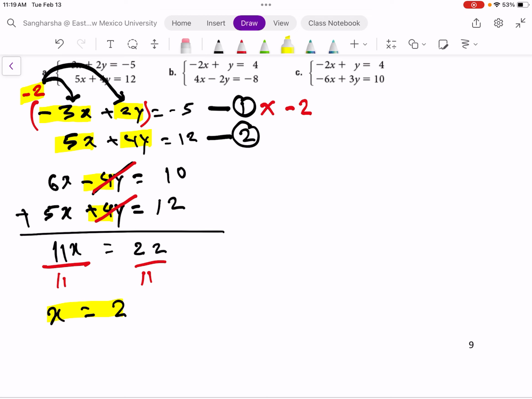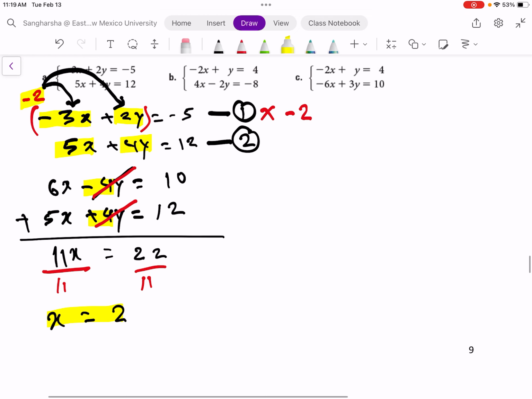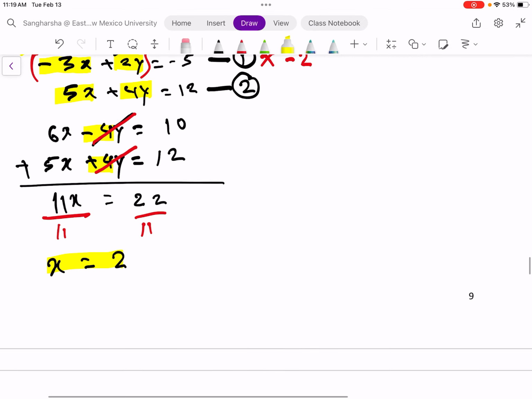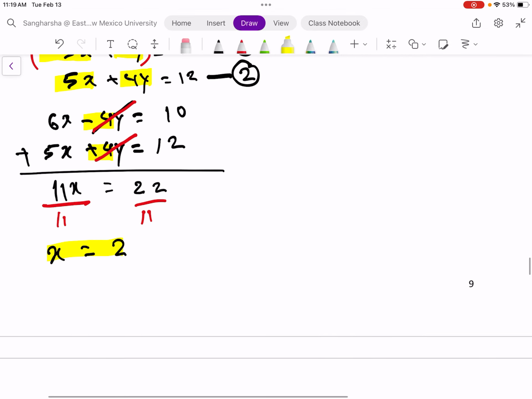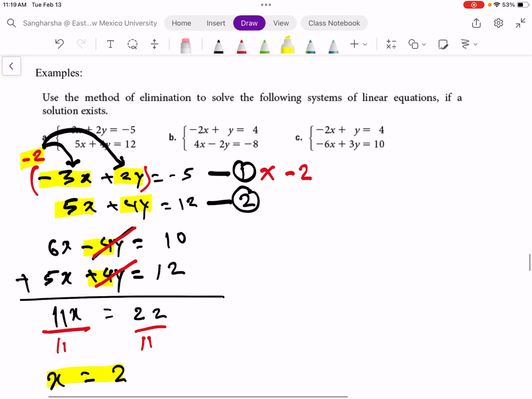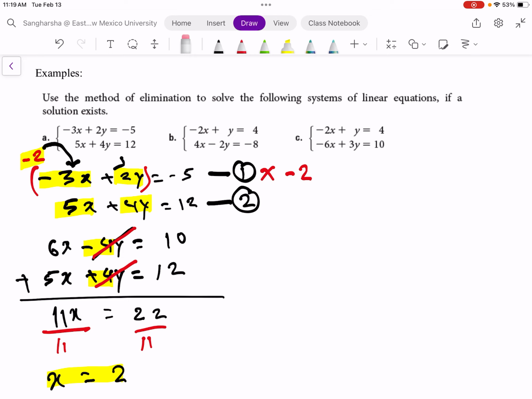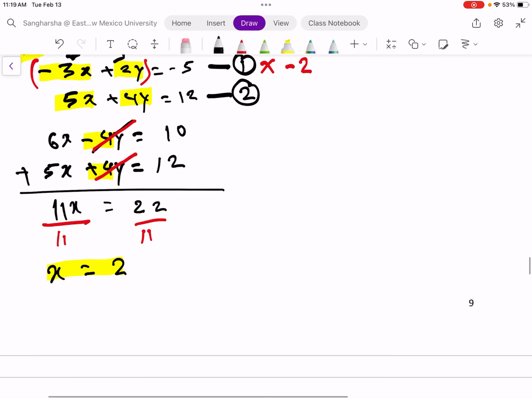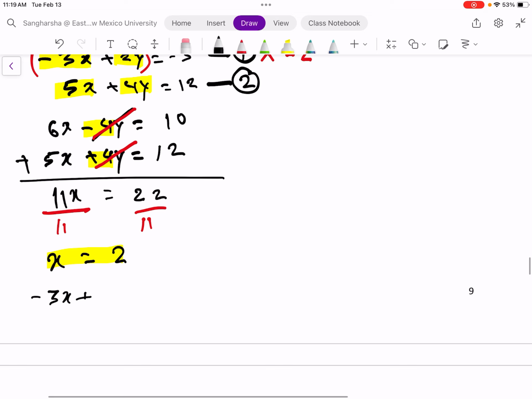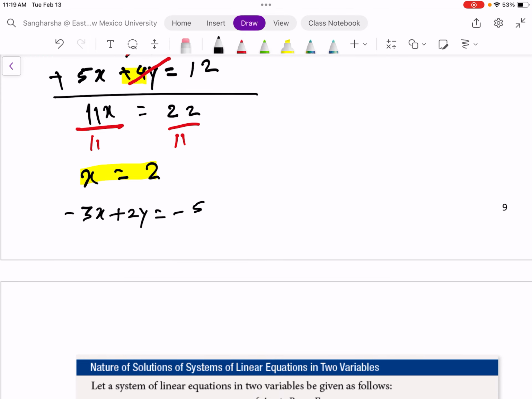Now let's substitute x equals 2 in equation 1 or equation 2. It doesn't matter. Okay, so let me choose equation 1. Equation 1 is negative 3x plus 2y equals negative 5. Now we substitute x equals 2. So we have negative 3 as it is times x, which is 2, plus 2y equals negative 5. We solve this equation. Negative 3 times 2 is negative 6, plus 2y equals negative 5.